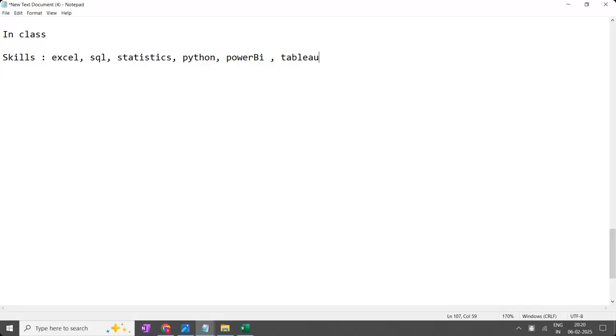So in total, how many projects will be covered in the class? 5 projects. For statistics, the measures are mathematical. Statistics cannot be applied on a single project. This is individual; examples will be multiple. For statistics, case studies will be there, not projects. Right? For Excel, 1 project. For SQL, Python, Power BI and Tableau, total 5 projects we are going to cover.